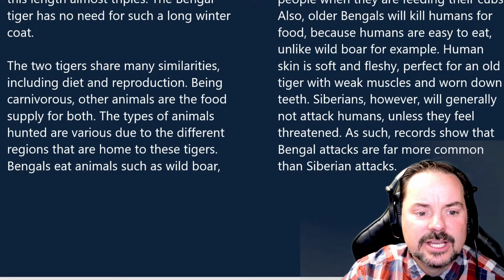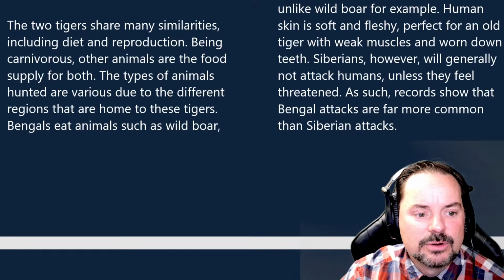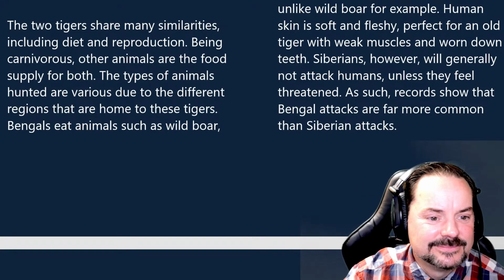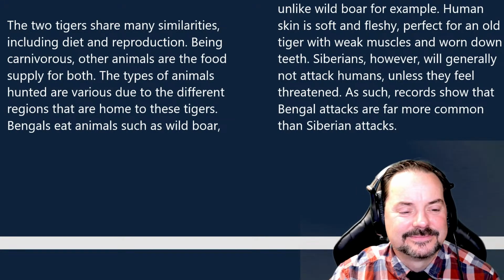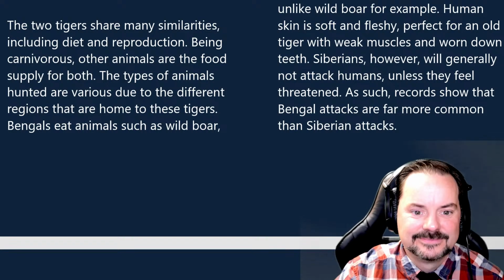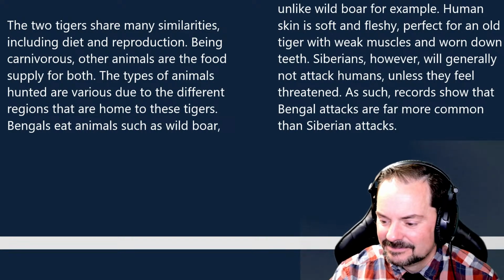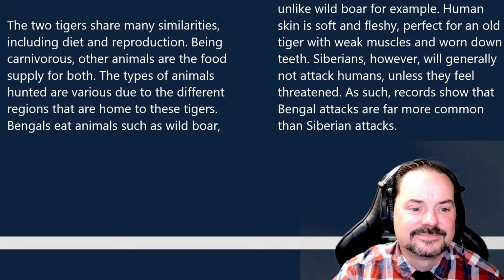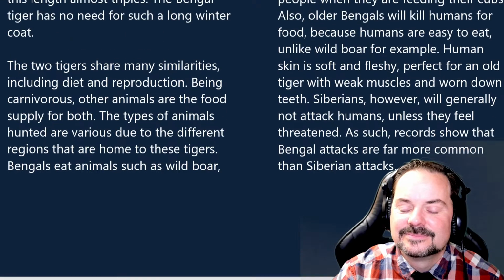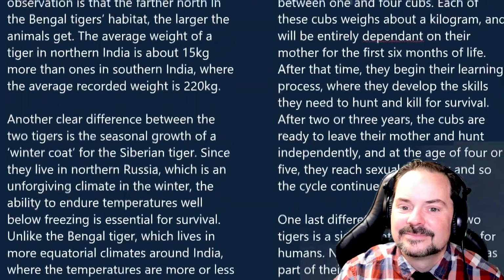So the two tigers share many similarities. Let's go from that. The two tigers share many similarities, including diet and reproduction. Being carnivorous, our animals have a food supply for both. The types of animals hunted are various due to the different regions that are home to those tigers. Bengals eat animals such as wild boar.